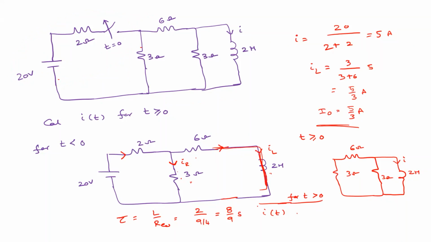So what is I of t now? It is the initial value I naught, so 5 by 3 into e to the power of minus t by tau. What is tau here? 8 by 9. So that means it is 5 by 3 into e to the power of minus 9t by 8 amperes. Understood?